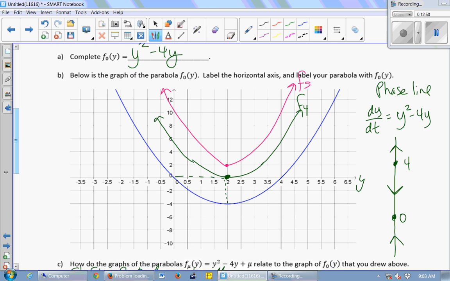And then finally, oh, it is. You're right. I didn't look at the scale. There we go. Okay, and then to do f sub 3, I have to go up 3 from f0. So that would be like right here. And it has x-intercepts at 1 and 3.